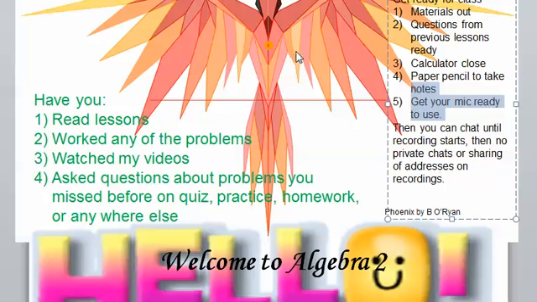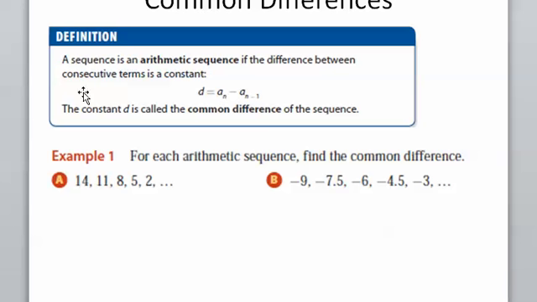What we're looking at today is arithmetic sequences. I want to make certain we understand how to use arithmetic sequences. An arithmetic sequence is one in which you will always find that there will be a common difference. That means when I look at any successive terms and subtract them, I will get the same number every single time.